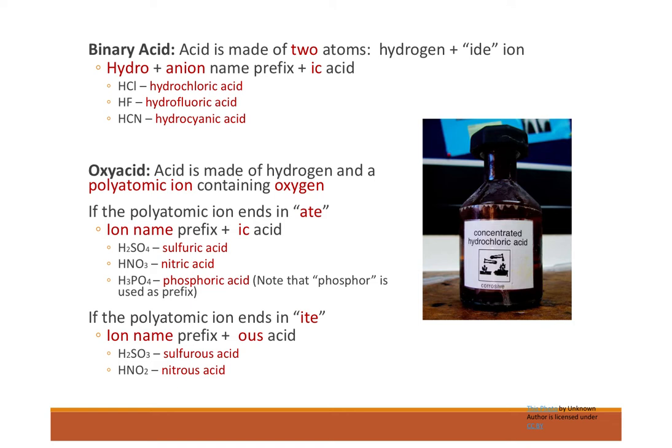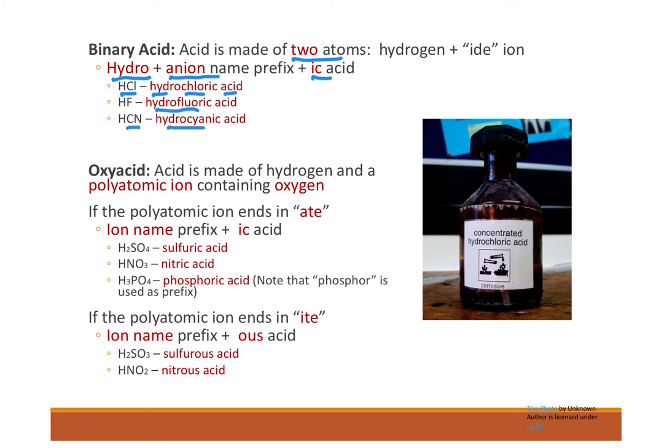If the acid is only made of 2 atoms, so it's known as a binary acid, you have your hydrogen plus some sort of "ide" ion, and the name of the acid would be hydro plus the name of the anion and "ic." That's where we get hydrochloric acid from HCl, hydrogen and chloride. So hydrogen and fluoride would be hydrofluoric acid, and one of our few polyatomic ions that is an ide, cyanide, carbon nitrogen, will be hydrocyanic acid.